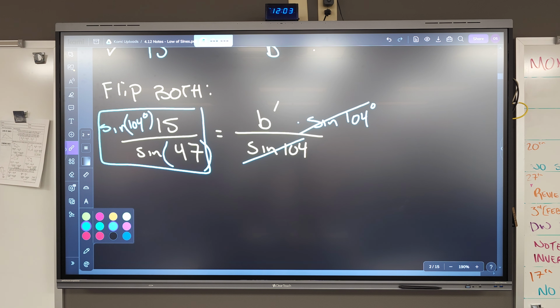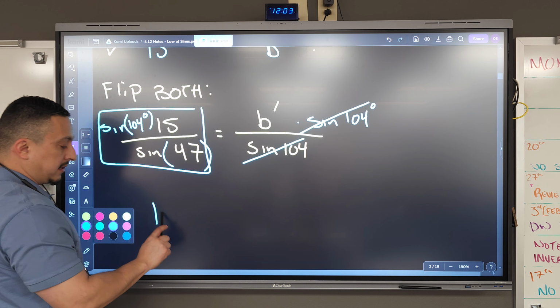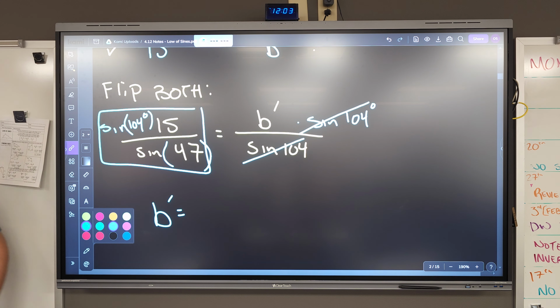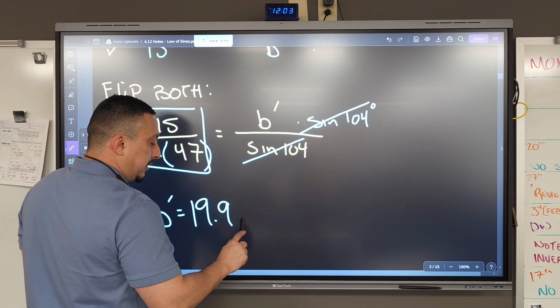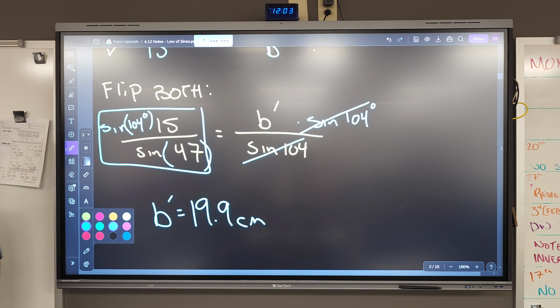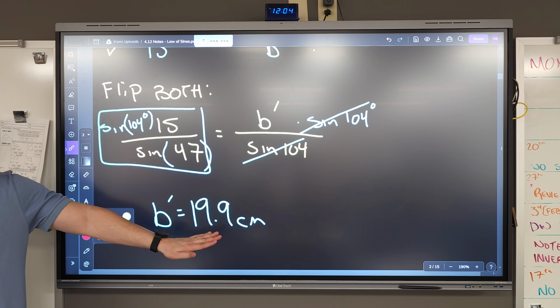You should get a decimal, just round it to the nearest tenth. What are we getting? 19.9. And I think we're doing centimeters on this problem. Can we get some confirmations? Everybody getting this? Yes. Okay.